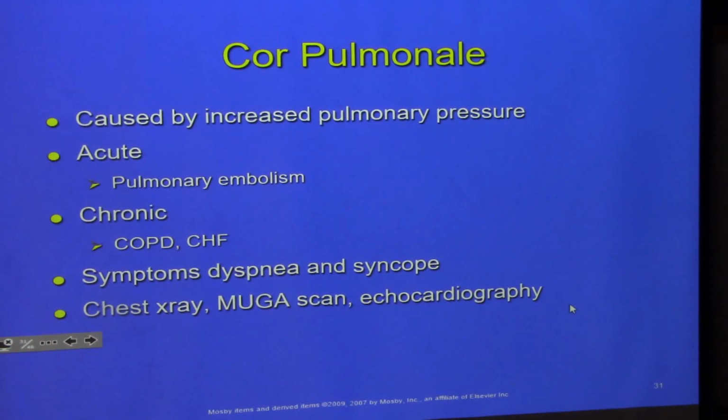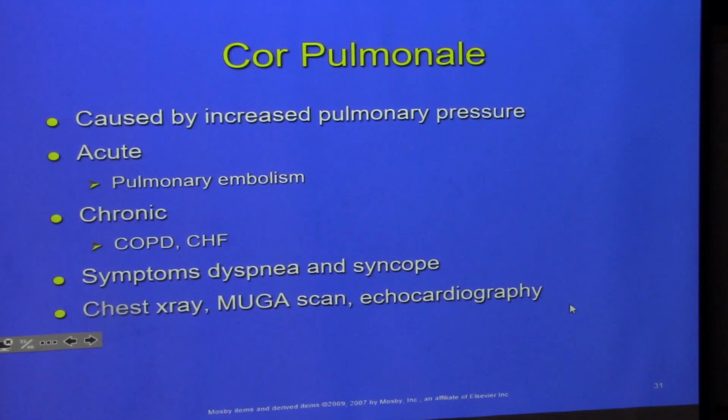Okay, but then there can also be chronic cor pulmonale, and this is typically caused by COPD, chronic bronchitis, or emphysema, and also from people having long-term heart failure, congestive heart failure. So, you know, the pulmonary pressure gets really, really high, and the symptoms include dyspnea, trouble breathing. Patient might be prone to pass out because they're just not pumping oxygenated blood through the lungs like they're supposed to. Now, how can we find cor pulmonale?